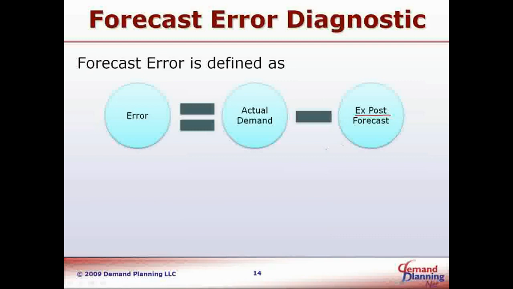Okay. So forecast error is defined as actual demand minus exposed forecast, right? That's what APO defines it, right? Actual demand minus exposed forecast. Sorry about the annotation there. Let me just get rid of that annotation.